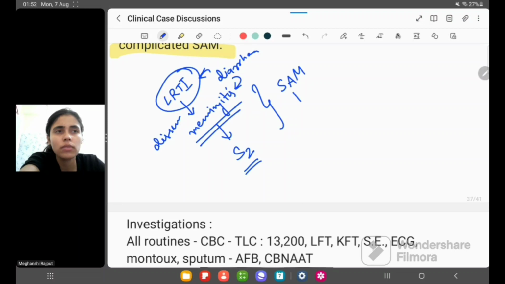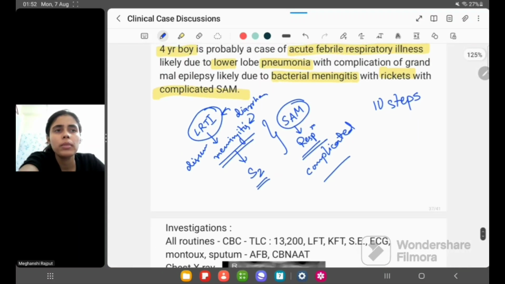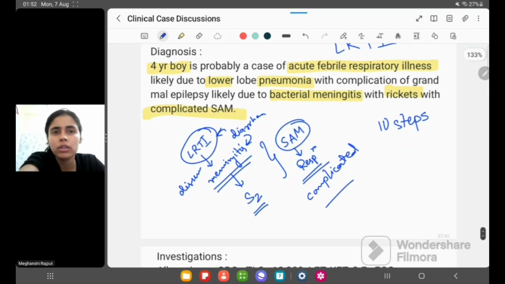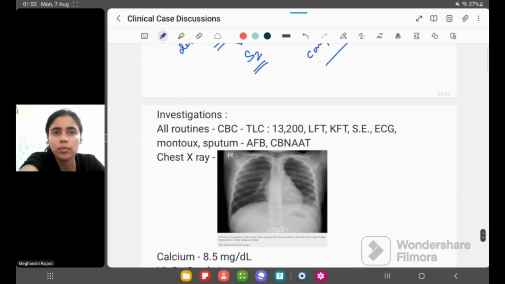Whenever there is a case of SAM, it could be complicated or uncomplicated. When an infectious etiology or a systemic illness has been reported, like in this case there is a respiratory illness, we term it complicated SAM. Hence our management would change to the 10-step approach. So now I understand most probably a bacterial pneumonia which has disseminated to the meninges resulting in bacterial meningitis, which is now causing the seizure, and diarrhea as an associated symptom.